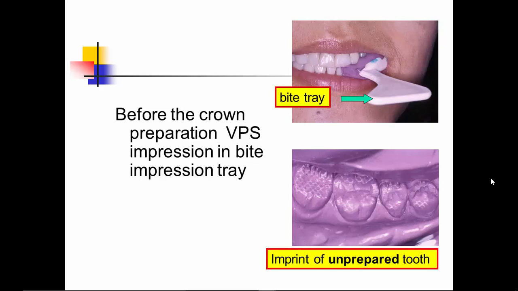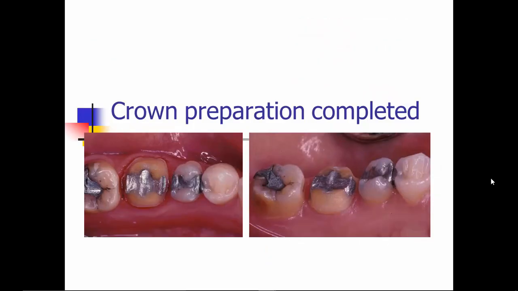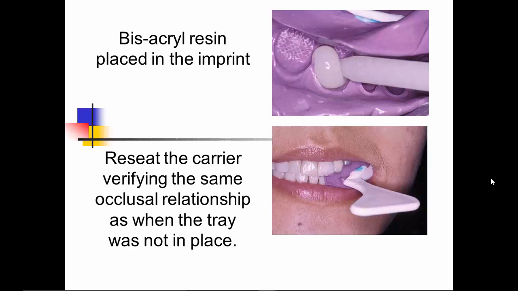We're going to use a bite impression tray, a triple tray, using some VPS impression material, and I typically use a fast setting medium viscosity, and I'm making an imprint of the unprepared tooth. This is going to be my matrix for placing my provisional restoration. I now do my crown preparation to completion. Now I'm ready to make my provisional restoration.